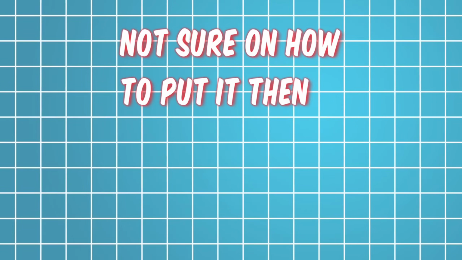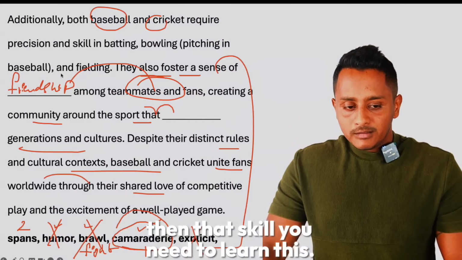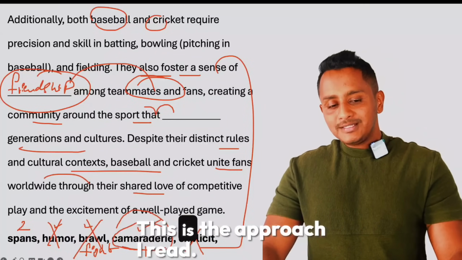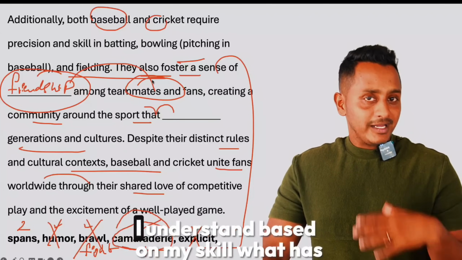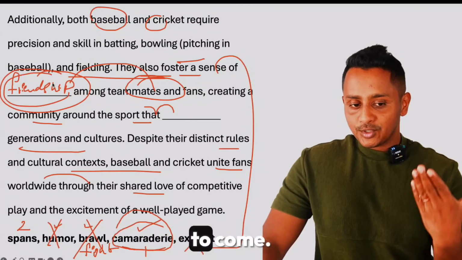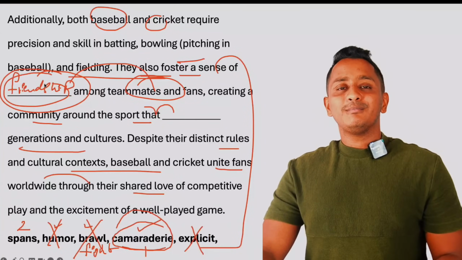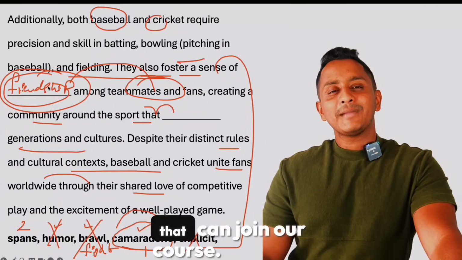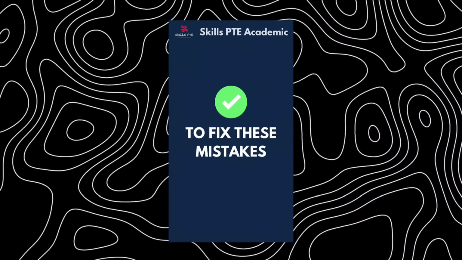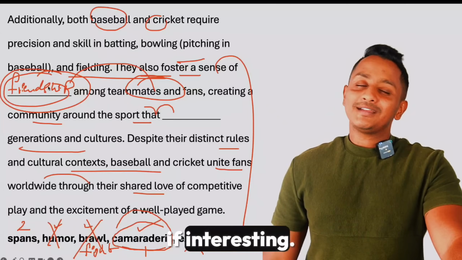That is the approach. If you're not sure how to put it, then that skill you need to learn. I am putting it on my own. This is the approach. I read, I understand. Based on my skill, what has to come? Friendship, unity has to come. This is a reading skill. You can join our course. We help you develop the skills over time, if interested.